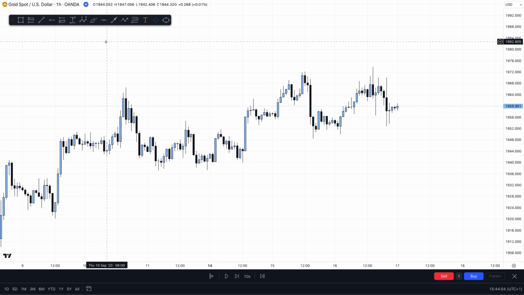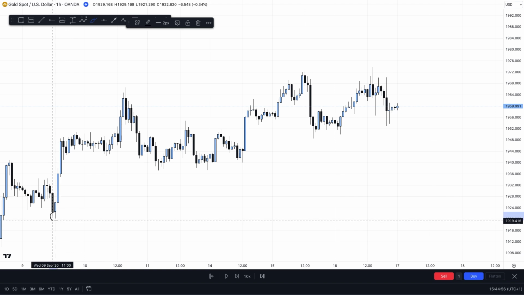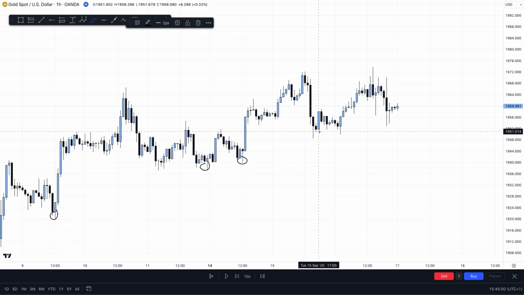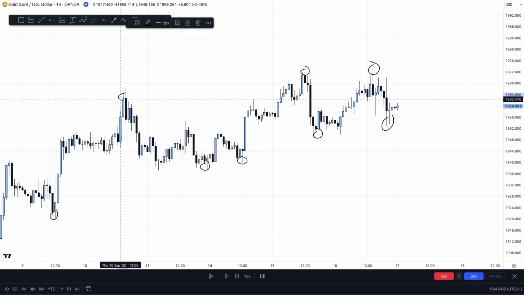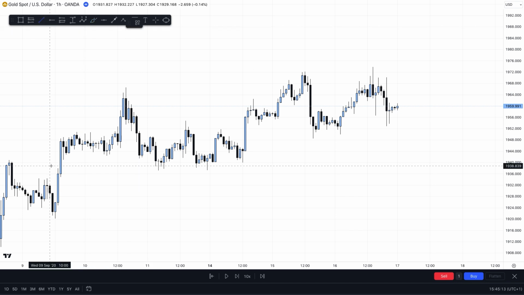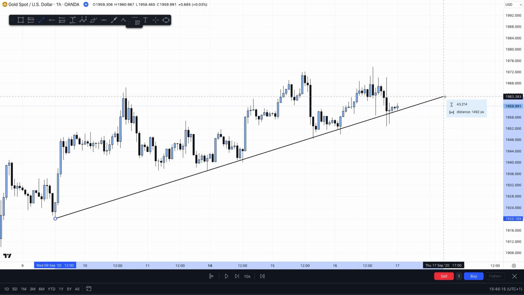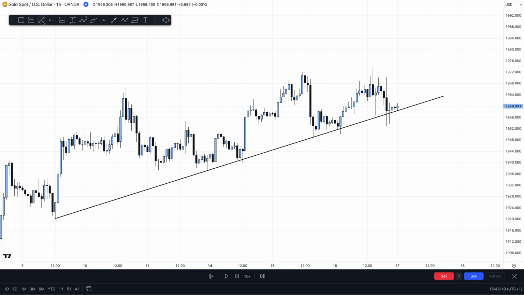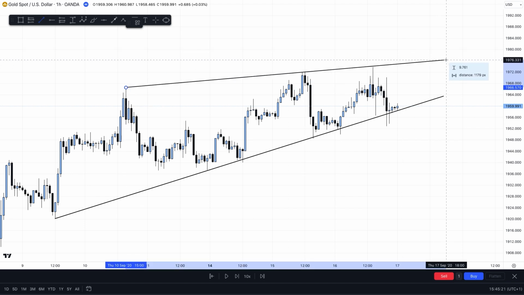The first thing we're going to do is connect the low points within the market, which is across here. Then after this we're going to connect the high points, which are above here. So that's what we're going to do right now. That's the first thing you need to do, because then you can get an idea as to what pattern is forming. So we'll connect the low points, which is there, and then we will connect the high points, which is there.